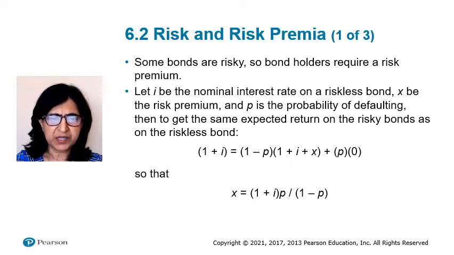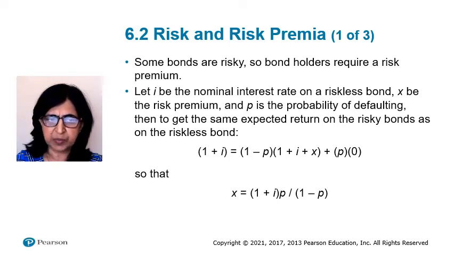Some bonds are risky, so bondholders require a risk premium. Let i be the nominal interest rate on a riskless bond, and i plus x be the nominal interest rate on the risky bond, which has a probability p of defaulting.